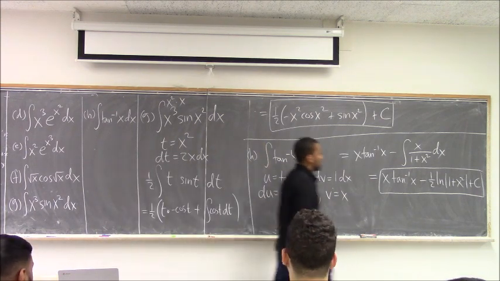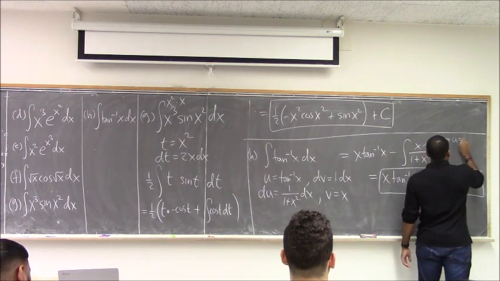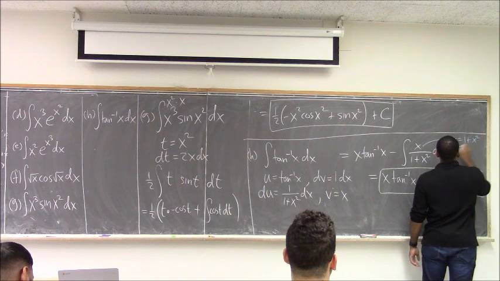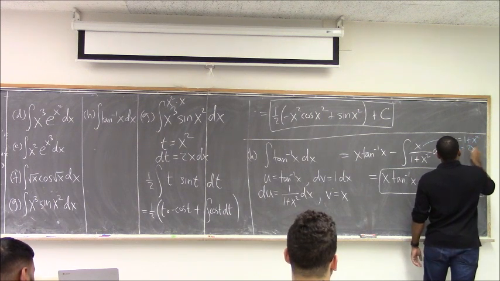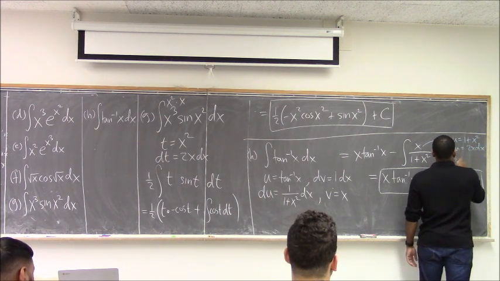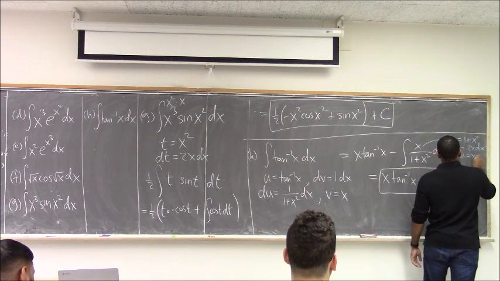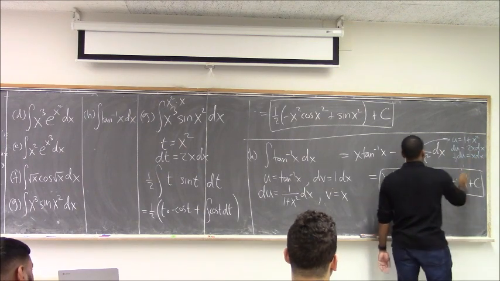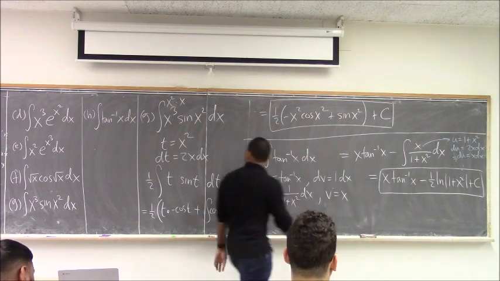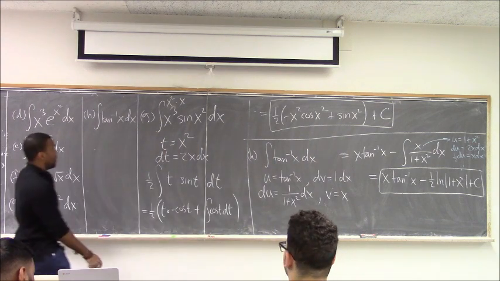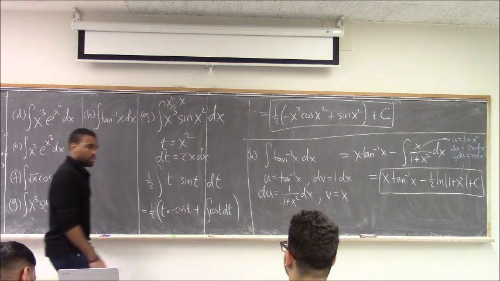Did a substitution here. U equals 1 plus x squared, with x dx. We'll eventually get there. That's it.